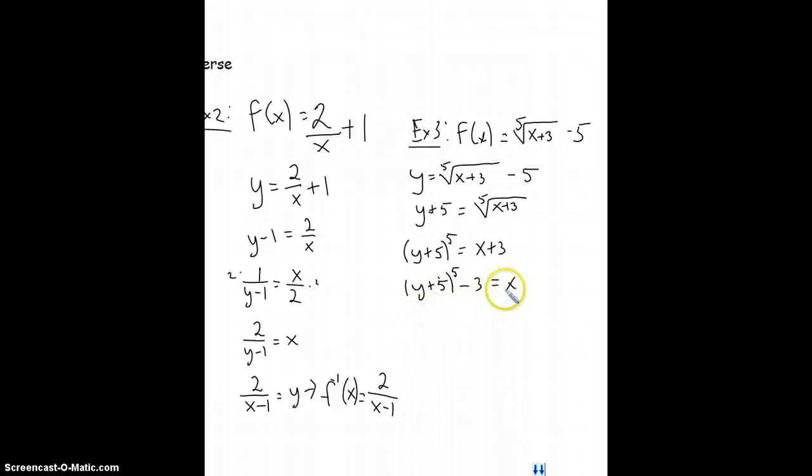Okay, now that we have x isolated, we switch the x and the y. So we have x plus 5 to the 5th power minus 3 equals y. And then we change this into the inverse function notation. So f inverse of x, the inverse of f of x, is equal to x plus 5 to the 5th power minus 3. And that's your answer.